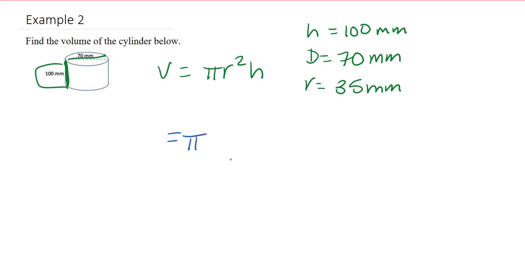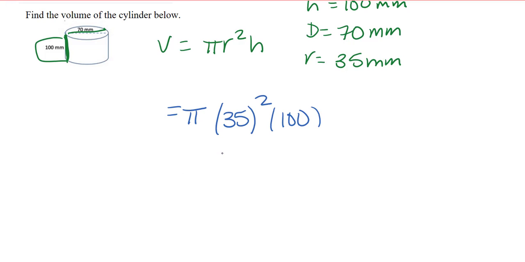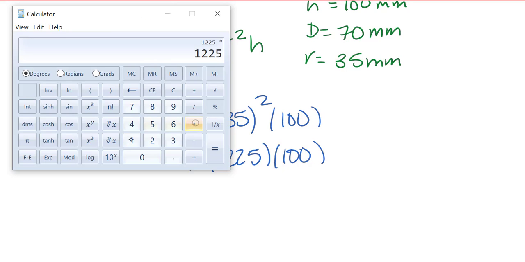So we get pi, and then we have 35 squared, and then we have times the height of 100. So let's go ahead and plug this in. 35, just square it, we get 1,225. Now times 100, so it's even bigger, times 3.14, and we get 384,650.